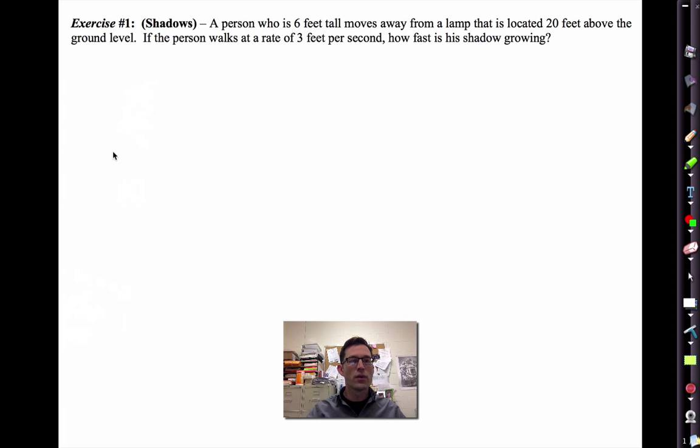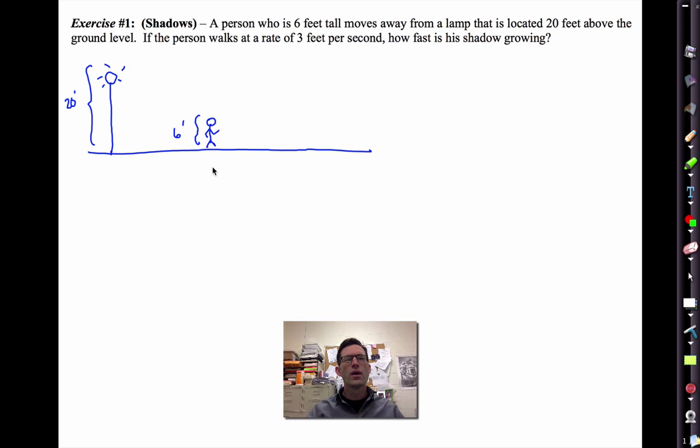Let's draw the person. Well, actually, let's draw the ground. We're going to assume that's level ground. Let's draw a street lamp. Strangely enough, my street lamp is going to look a lot like my person because I only draw stick figures. All right, so we'll live with it. What do we know? We know that this distance is 20 feet, and this distance is 6 feet. The person is walking at a rate of 3 feet per second, so we know they're moving along here. There's our rate. We'll have to figure out what that's a rate of.